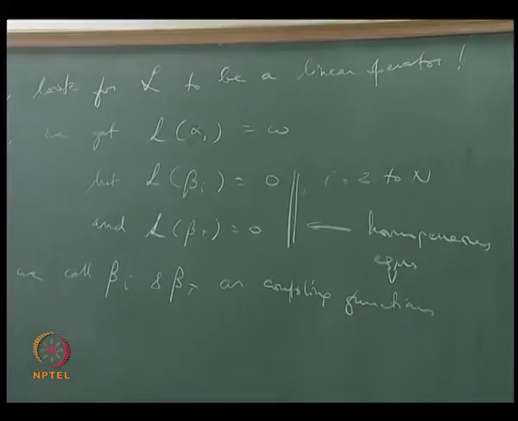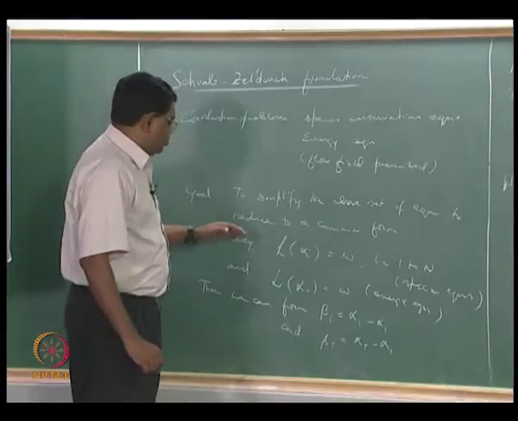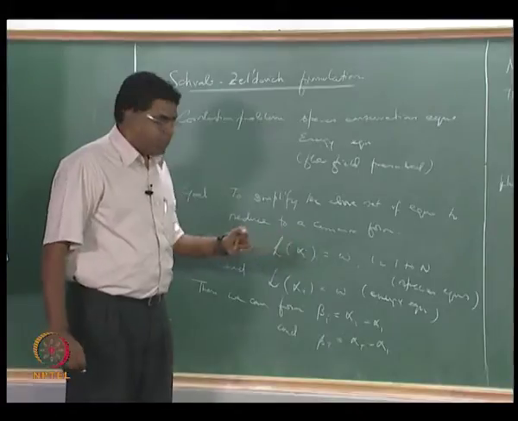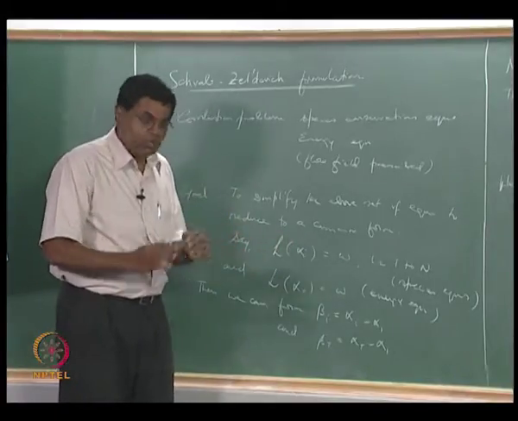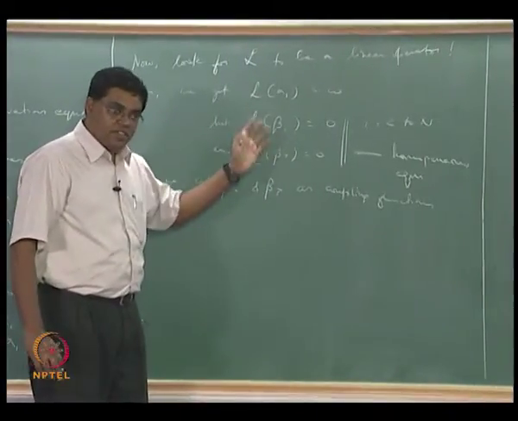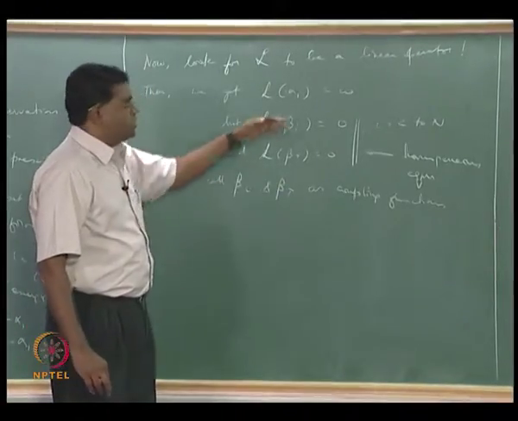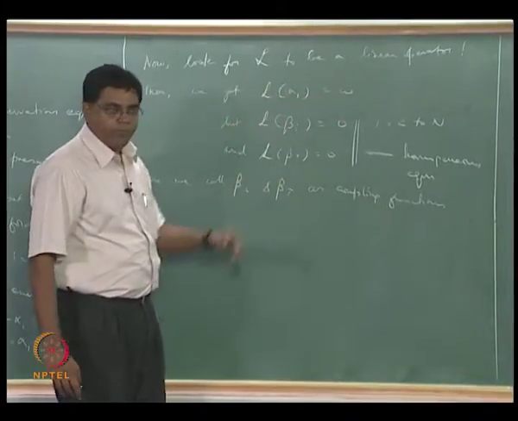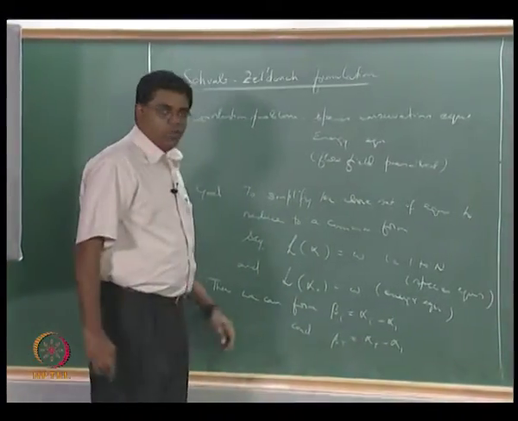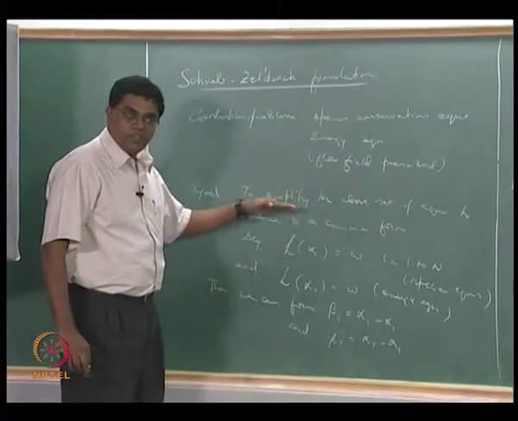So our goal is essentially to simplify the above set of equations to reduce to a common form, that is L of alpha is equal to omega for both the species and the energy together, and then form the coupling functions so that we could actually get a homogeneous set of equations for a whole large number of equations except just one. Sounds very incredible at this stage if you now think back on what the equations are, but the question is how do we simplify. So this is the starting point.